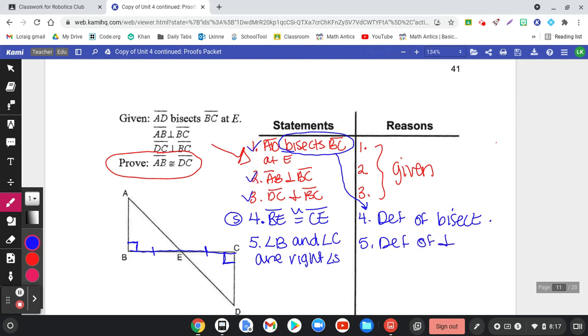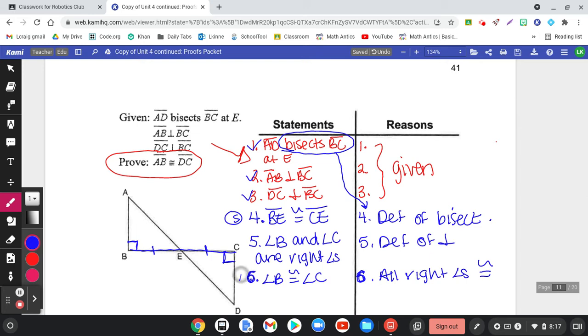So we've used all our givens. We said they were right, but now we need to state that they are congruent. So angle B is congruent to angle C. If I change it to number 6, all right angles are congruent. All right, so now we have a side, we have an angle. We don't have any other givens.